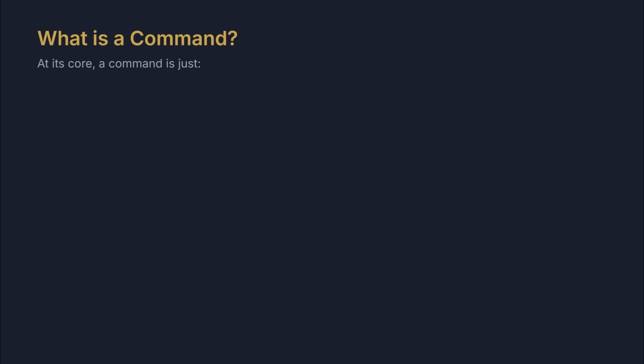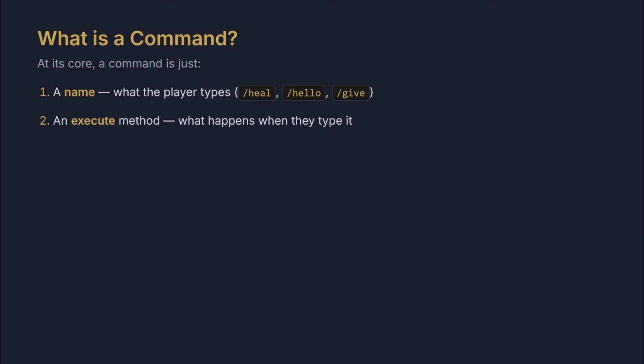At its core, a command is just a name. That's what the player types, like /heal, /hello, /give. It's always with a slash in front. And we have an execute method: what happens when a player types it? So we have a name and an execution method. For example, send hello world to the player. So that's it. Let's build one.